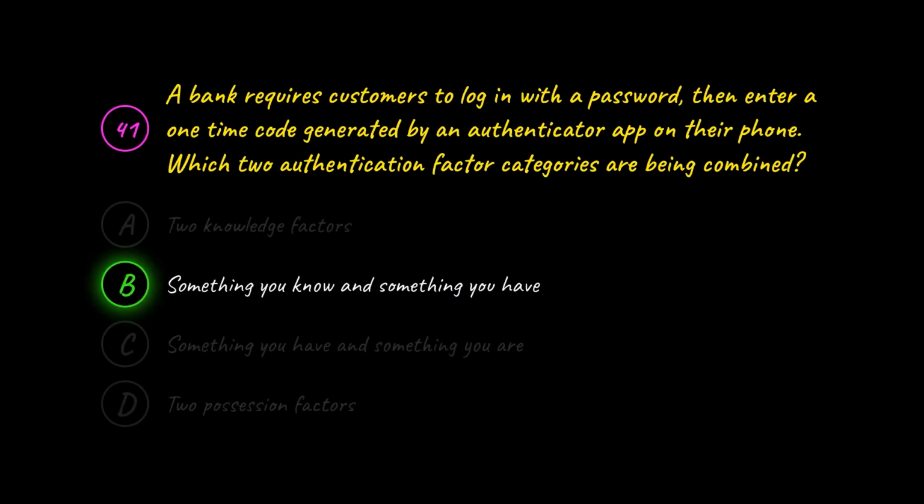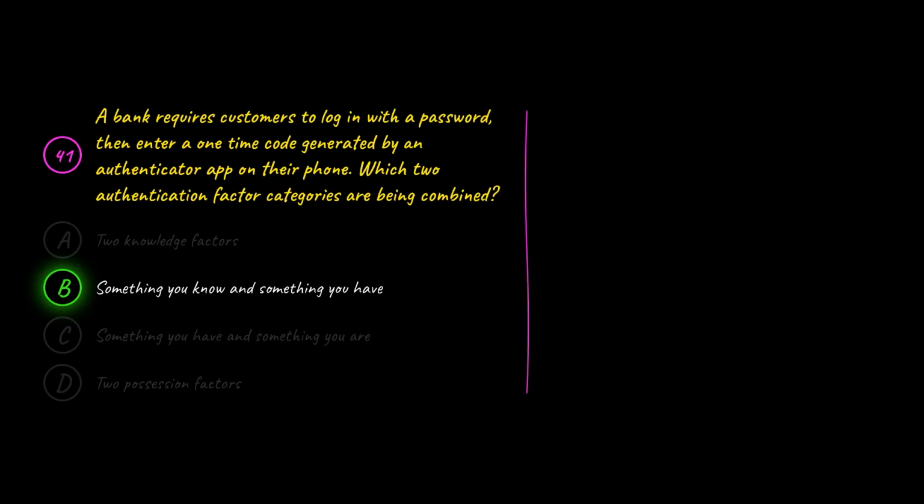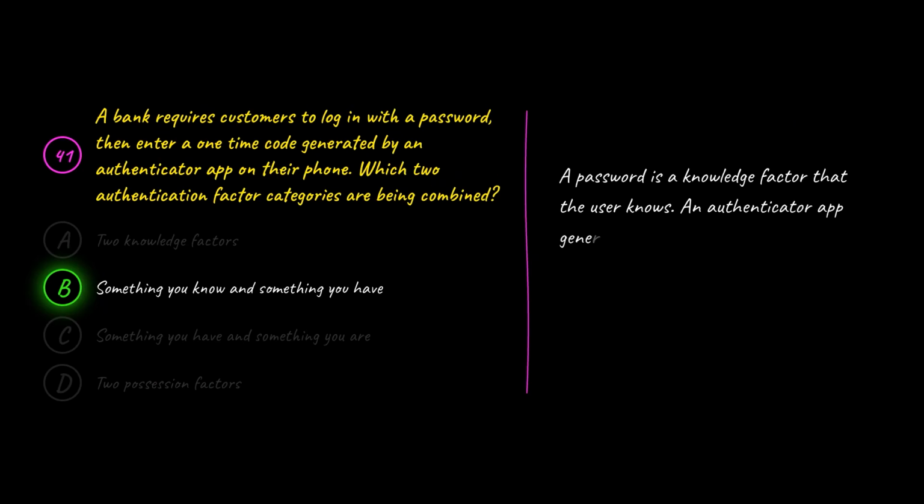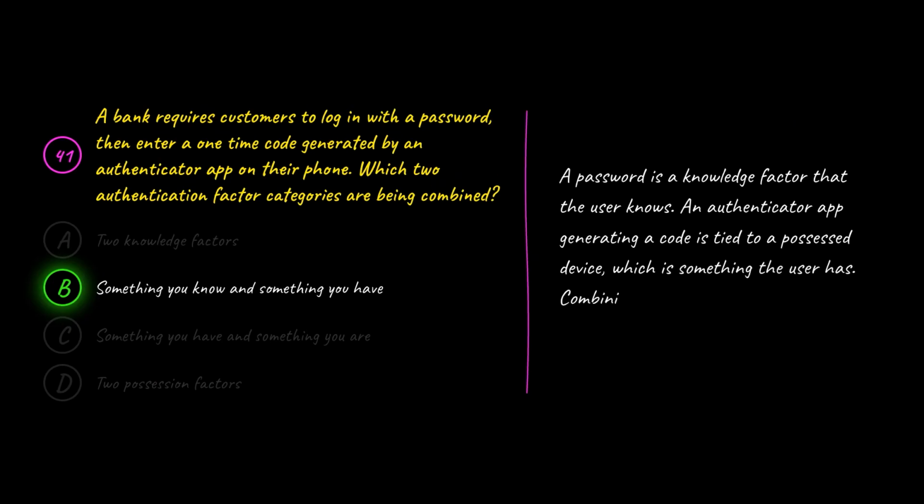The correct answer is B. Something you know and something you have. B is correct because a password is a knowledge factor that the user knows. An authenticator app generating a code is tied to a possessed device, which is something the user has. Combining the two satisfies multi-factor authentication.